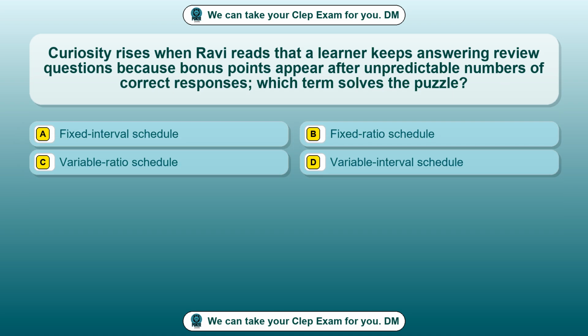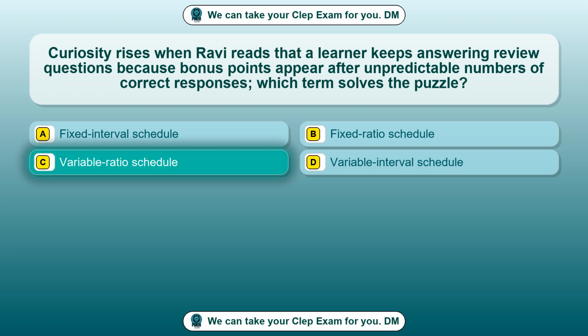Question 7. Curiosity rises when Ravi reads that a learner keeps answering review questions because bonus points appear after unpredictable numbers of correct responses. Which term solves the puzzle? Option A, fixed interval schedule. Option B, fixed ratio schedule. Option C, variable ratio schedule. Option D, variable interval schedule. The correct answer is option C, variable ratio schedule.